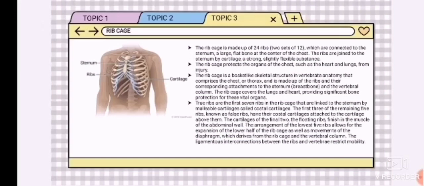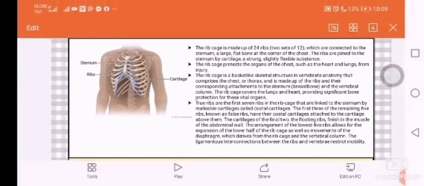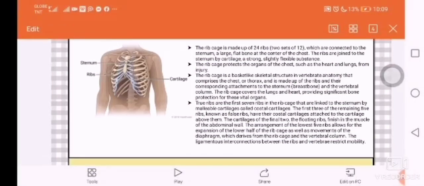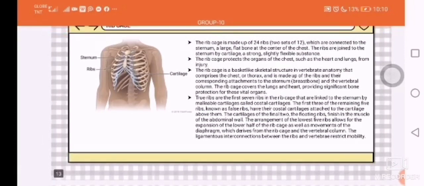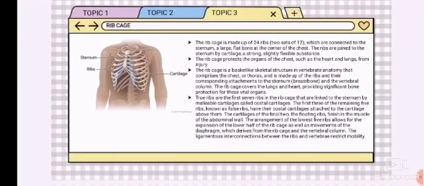The rib cage is a basket-like skeletal structure in vertebrate anatomy that comprises the chest or thorax and is made up of the ribs and their corresponding attachment to the sternum, or breastbone, and the vertebral column. The rib cage covers the lungs and the heart, providing significant bone protection for these vital organs. The true ribs are the first 7 ribs in the rib cage that are linked to the sternum by malleable cartilage called the costal cartilage.